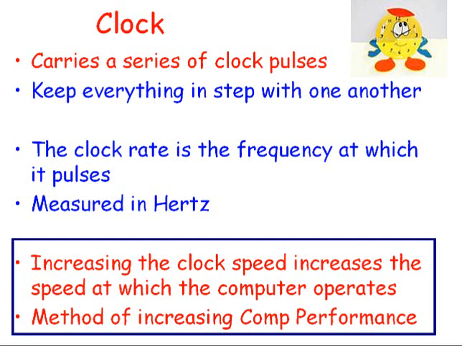It's not a great indicator of how good a system performs, but it is an indicator. The speed is one thing that we'll look at to see if a computer system's good. And if you increase the clock speed, it means that operations are carried out quicker, so a faster processor will carry out operations quicker. So it's one way of improving the performance of a computer system.